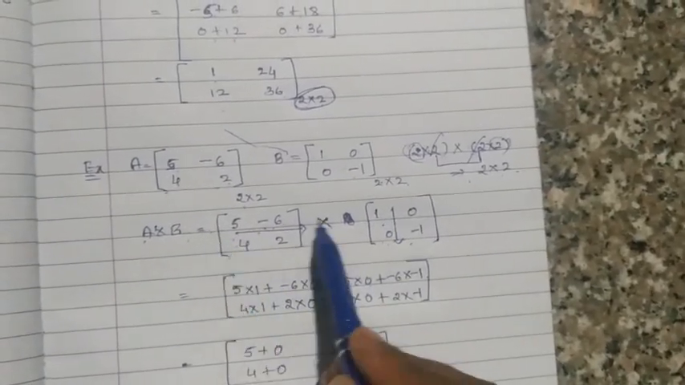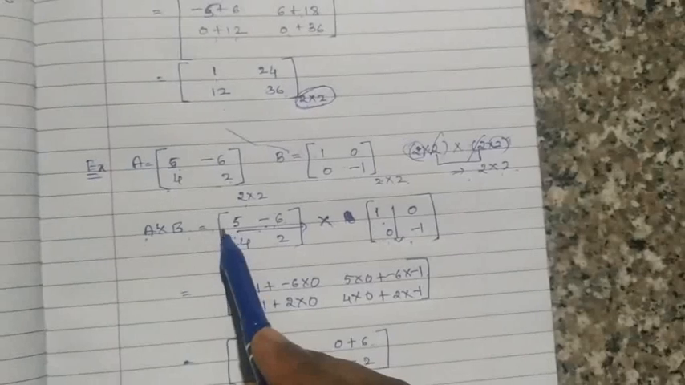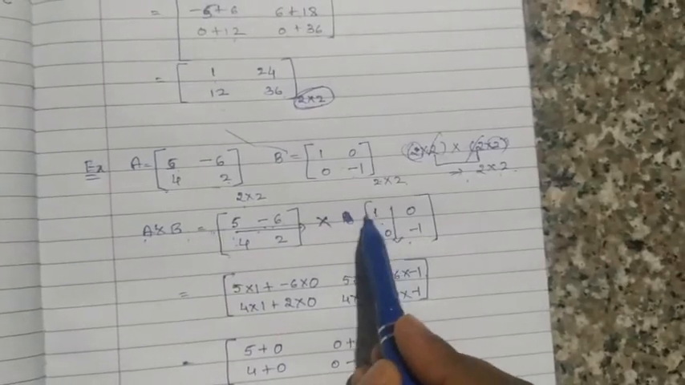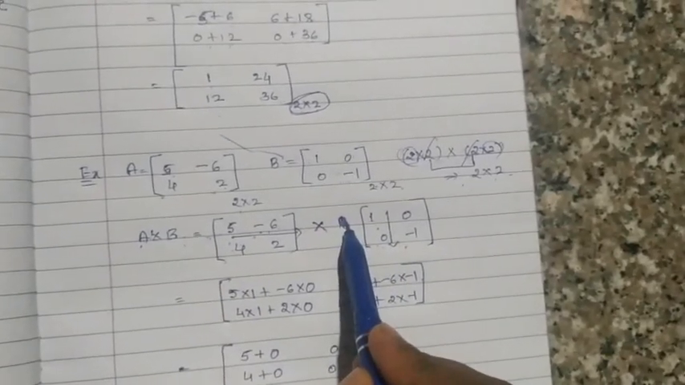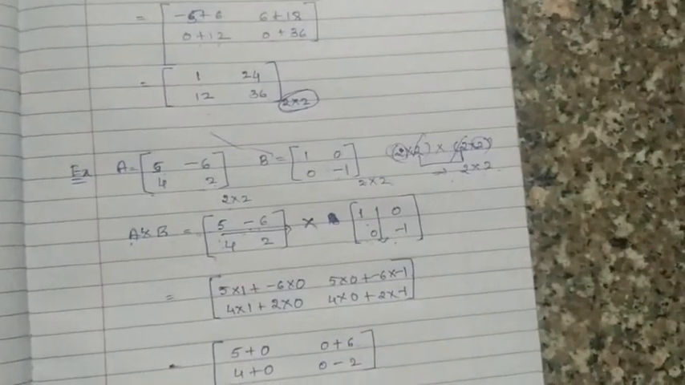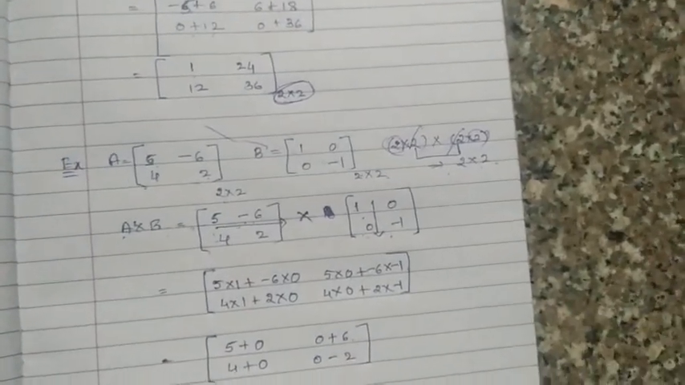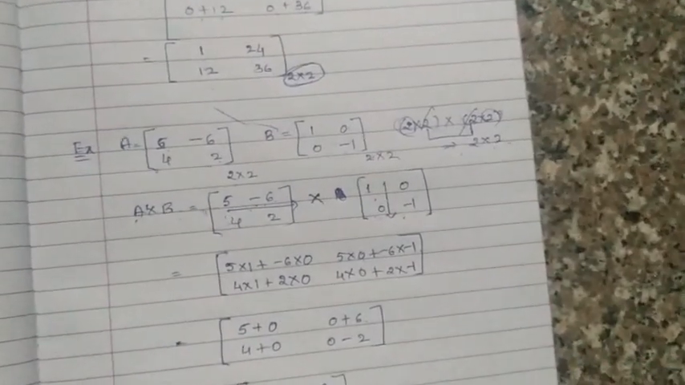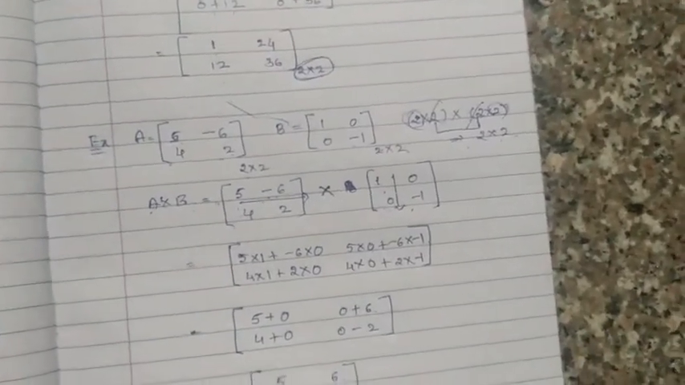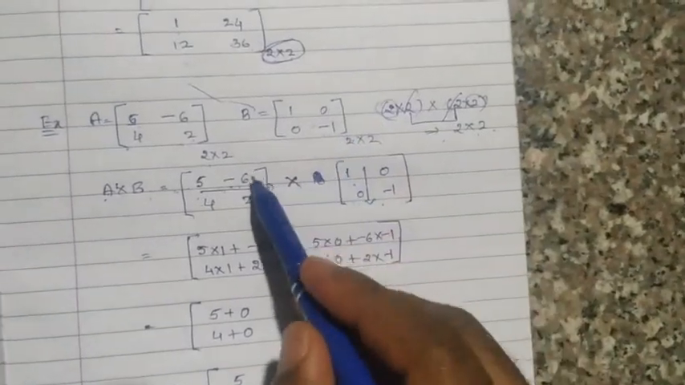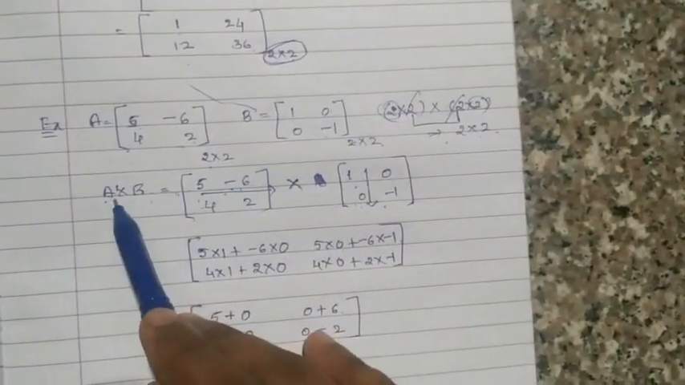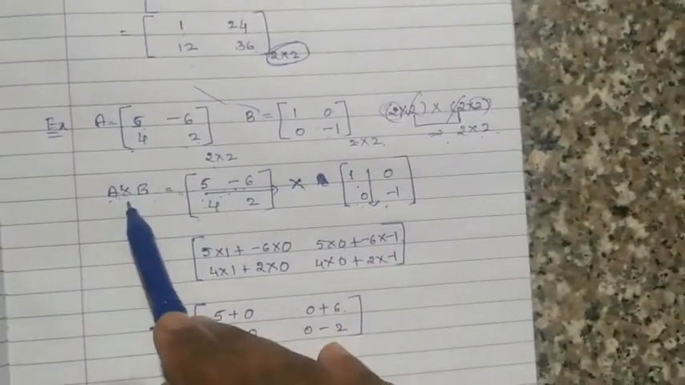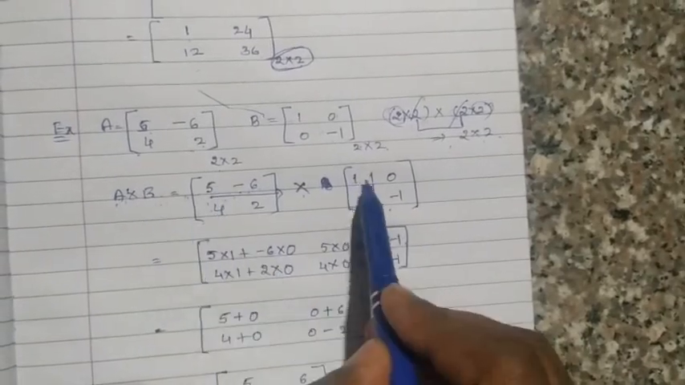Don't write beside this matrix as A and beside this matrix as B. Then it takes another meaning. Got it? It takes another meaning. So that's why, however I have written it, you have to follow. So look here, matrix A here and into here, matrix B is here.